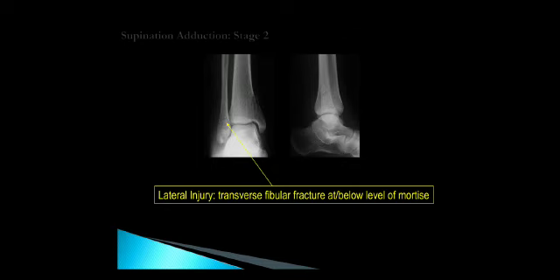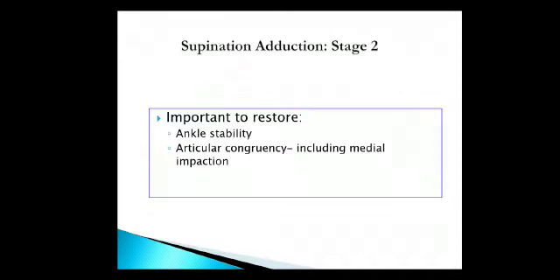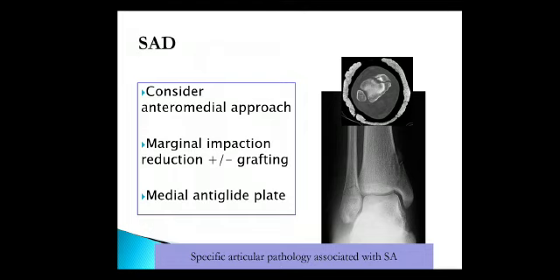So we can see the transverse fracture of the lateral malleolus, or the distal end of the fibula, and the medial malleolus fracture. Here, what can classically be missed is the impaction. If the talus gets impacted into the distal end of the tibia, there might be a depressed fracture which can be missed. So here again, ankle stability and articular congruency, including the medial impaction, have to be corrected. For the surgical approach, you can use an anteromedial approach, and if the impaction is severe, bone grafting can be done and plating is an option. So we can see the medial side plating.